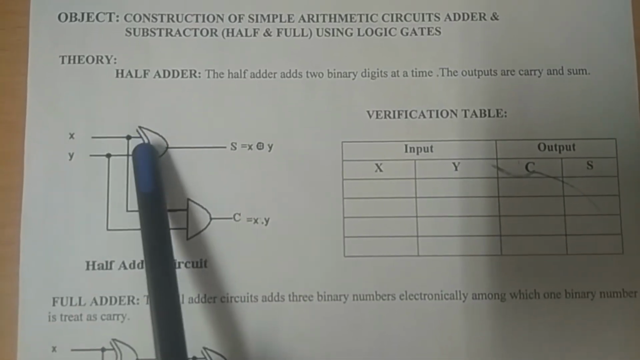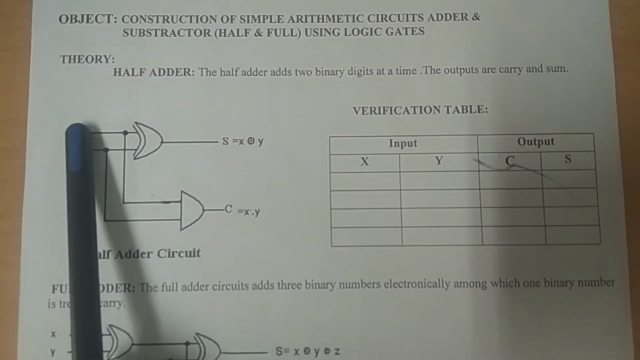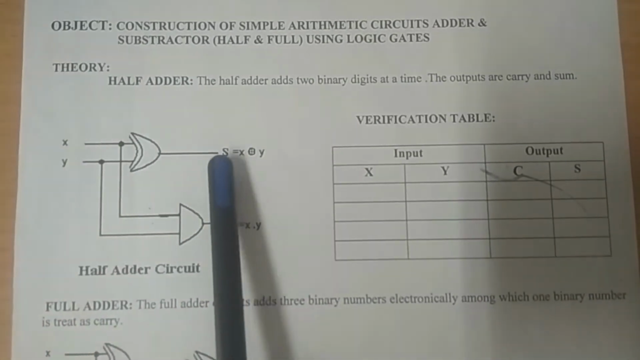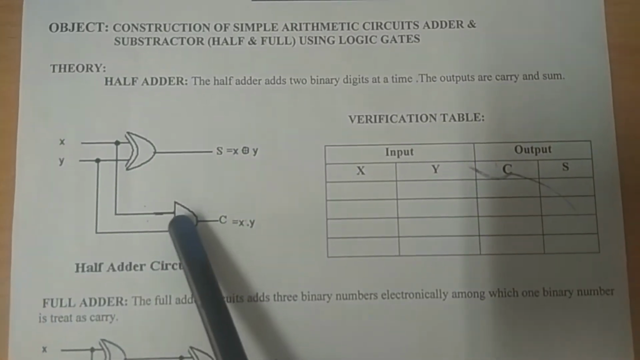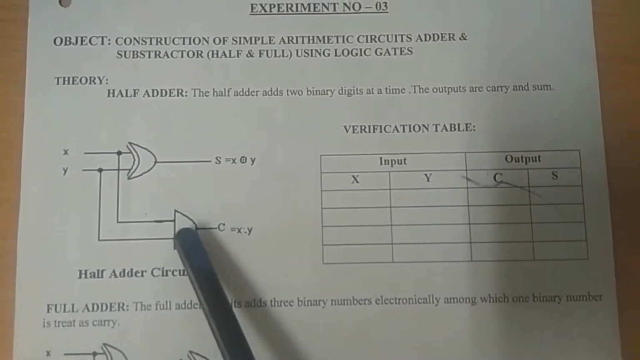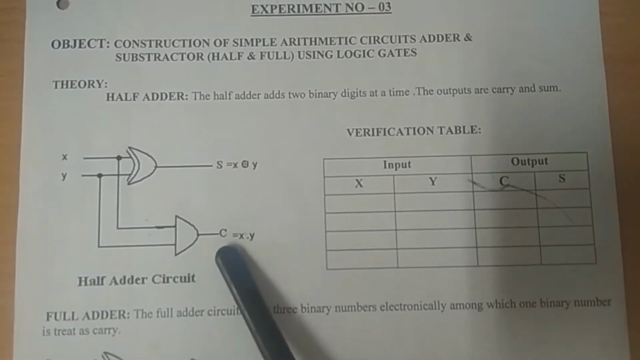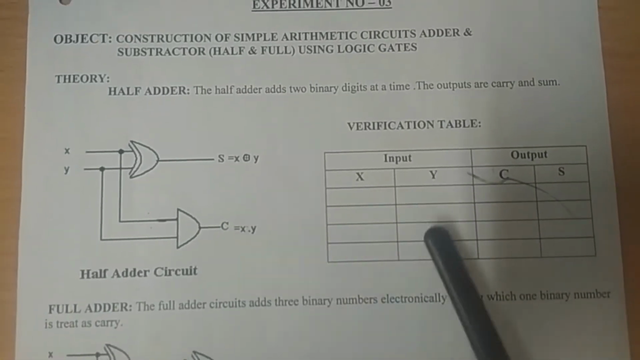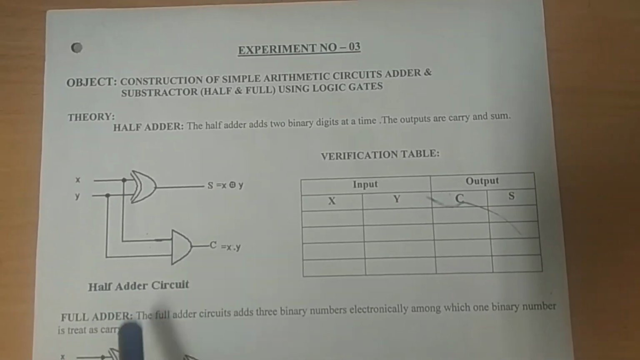The two inputs of the XOR gate will be the two inputs, and the output of the XOR gate will be sum, which is equal to X XOR Y. Both the inputs of the XOR gate and the AND gate will be shorted, and the output of the AND gate is carry. So C is equal to X dot Y, and this is for the half adder.